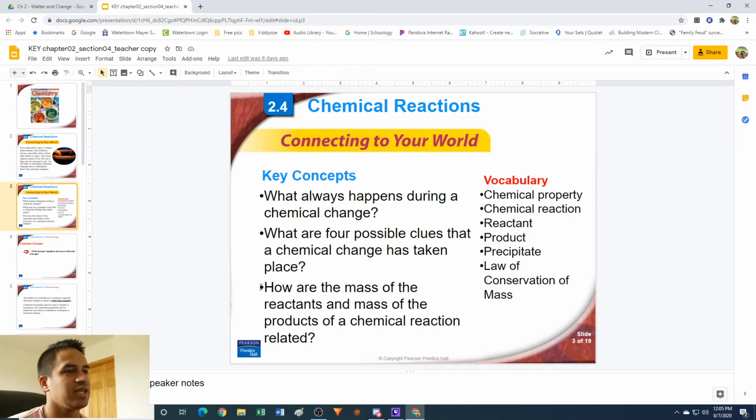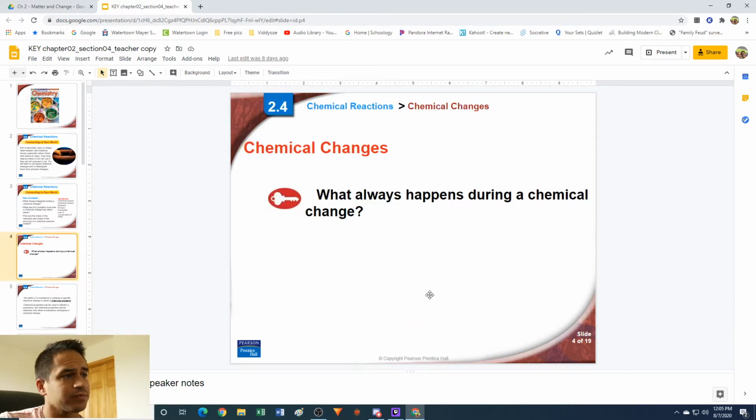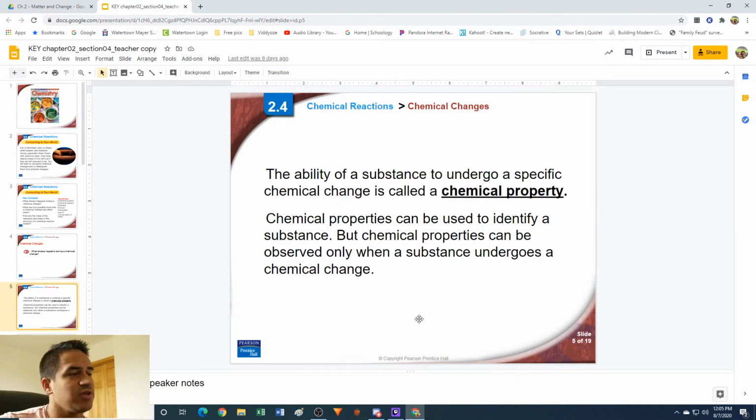So the main thing to understand here is what happens during a chemical reaction or chemical change. What is a chemical property? How's that different from physical properties? And we'll also be talking about reactants and products and the law of conservation of mass. So here we go. What always happens during a chemical change? The ability for a material to undergo a specific chemical change, we call a chemical property.